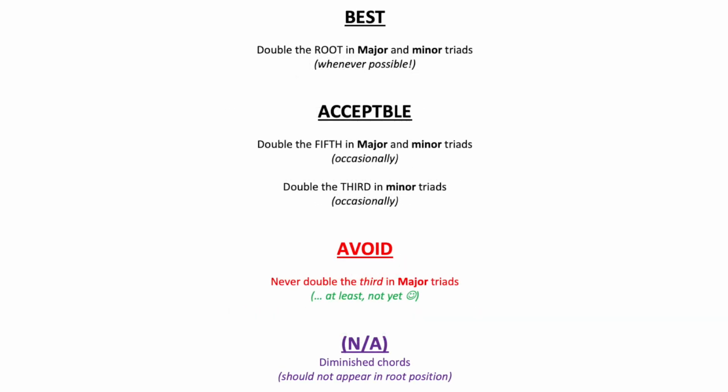This doubling hierarchy of sorts has everything to do with the relative stability of the various members of the chords. The root is the most stable member of major triads and minor triads, therefore doubling that stable note minimizes the risk of any chord sounding unbalanced. The fifth is the next most stable member, and the third is the least stable of the three.